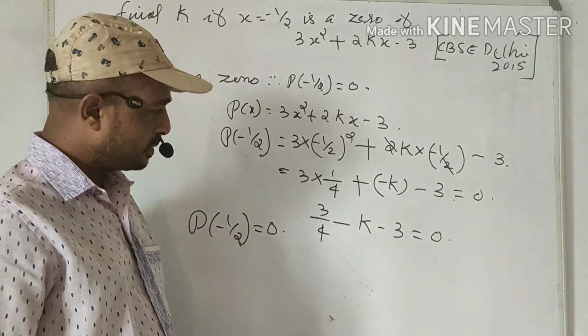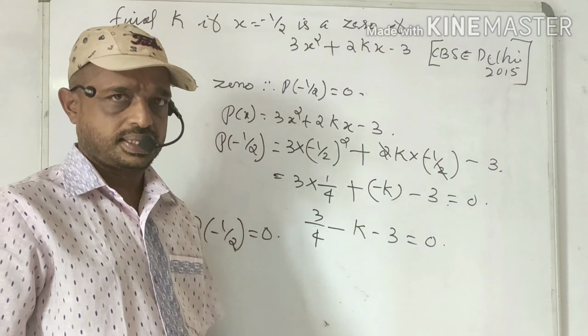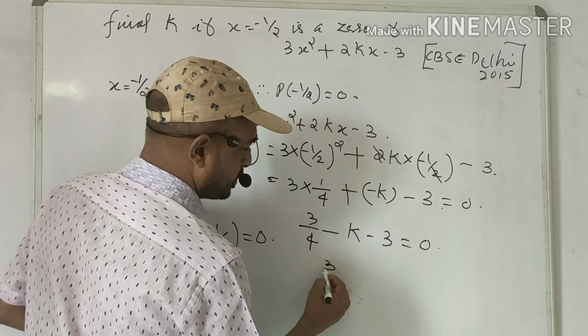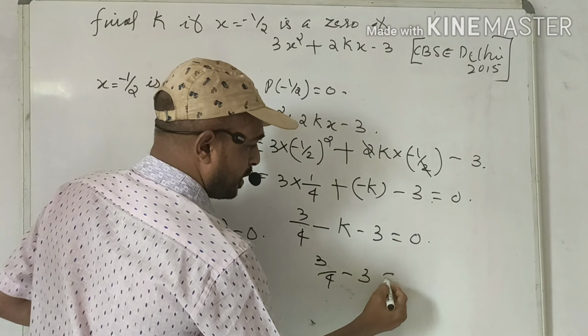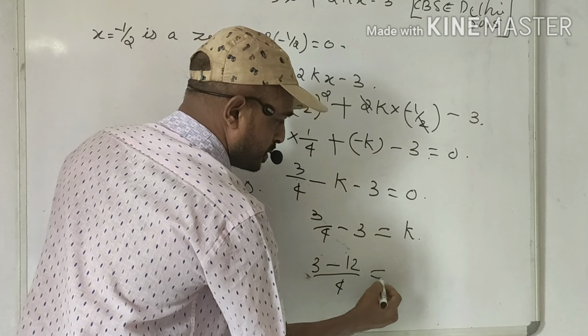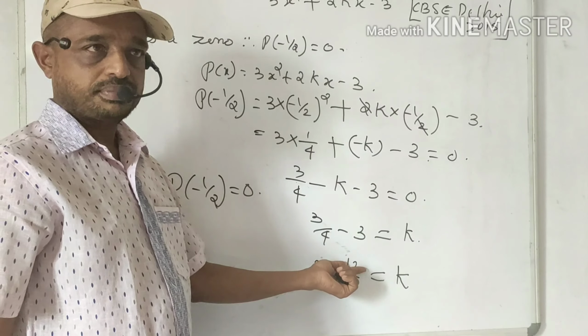How do you find k? Just transpose this minus k to the right hand side. So you will get 3 by 4 minus 3, and this minus k becomes plus k on the right hand side. What is 3 by 4 minus 3? Take 4 as the LCM. So here we have denominator 4. 3 is written as it is, minus 3 into 4. What is 3 into 4? 12. That is equal to k. And what is 3 minus 12? Minus 9.